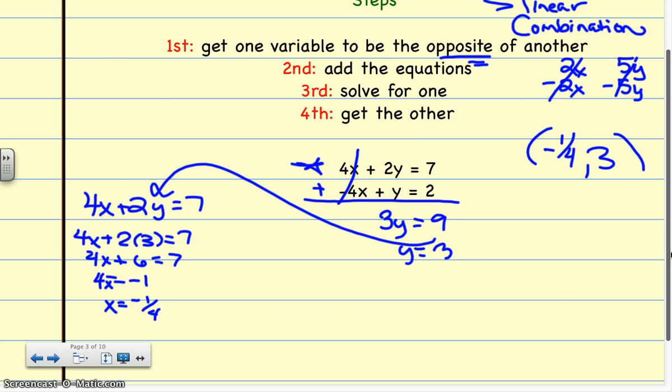So again, let me just walk through what I did. I combined these right away. So I went 4x plus a negative 4x. That cancels my x out. And then I combined my y's. 2y plus 1y is 3y. 3y is equal to 7 plus 2 is 9. Then I went through and solved. 9 divided by 3 is 3. Then I went back to my original equation, one of them. I don't care which one you pick. There's 2 that you're given. I went back to one of them and solved for my other variable.